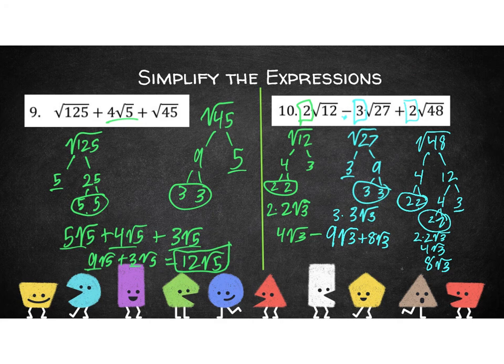Okay, so now we just add the terms together. 4 square root 3 minus 9 square root 3. 4 minus 9. The 9's bigger, so we're going to have negative 5 square root 3 plus 8 square root 3. So negative 5 plus 8 is going to be the same as 8 minus 5. So we will have 3 square root 3 as our final answer.